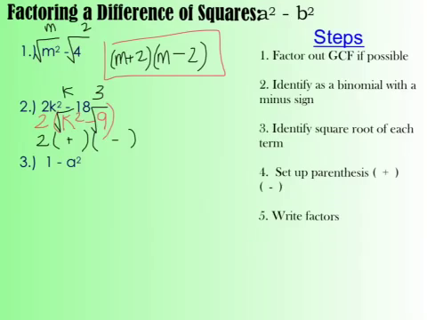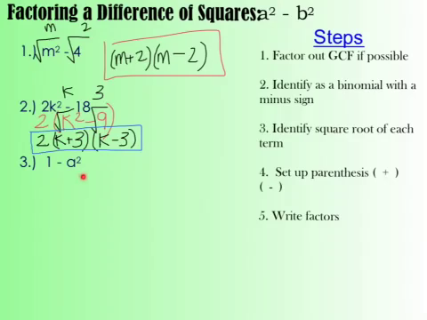So the square root of our first term was k, so that goes first, and the square root of our second term was 3, so that's our second term of each parenthesis. So our answer is 2 times the quantity of k plus 3 times the quantity of k minus 3. Alright, last problem, number 3. Step 1, factor out the GCF.